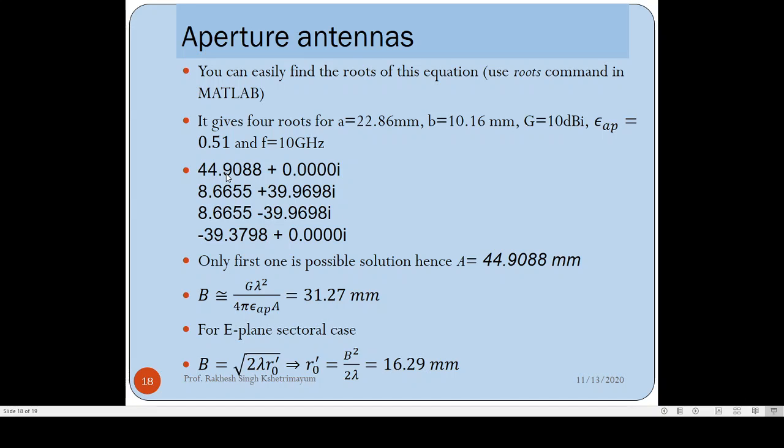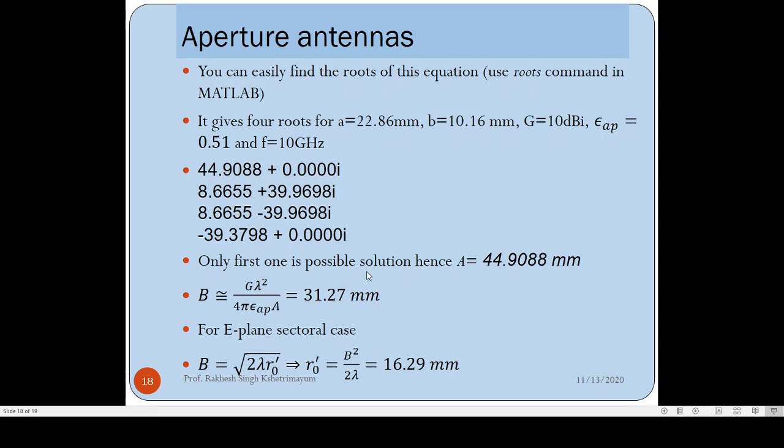And what are we trying to find? We are trying to find the value of capital A. Capital A is a dimension of the pyramidal horn antenna, and obviously this capital A cannot have complex values. So the second and third roots are ruled out. It's not possible. The last one is also ruled out because we cannot have the length A as negative. So the only possible solution is this first solution, 44.9088 millimeter.